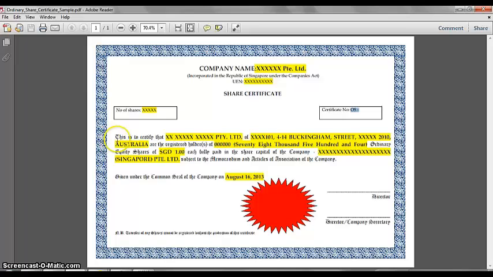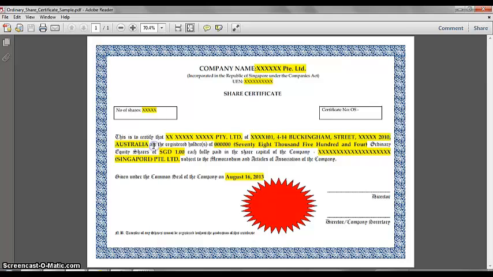We go to the text of the document. It says this is to certify that the name of the shareholder. We are just taking an example of a company, a corporate shareholder. So we have the name of the corporate shareholder, the registered address of the corporate shareholder, assuming that it's an Australian corporate shareholder. If it is an individual, it will be the name of the individual with the residential address details of the individual.